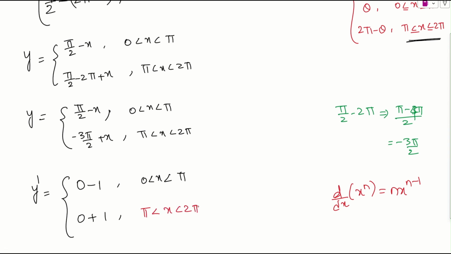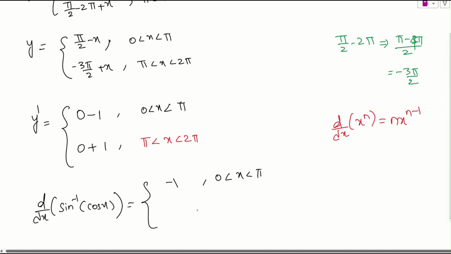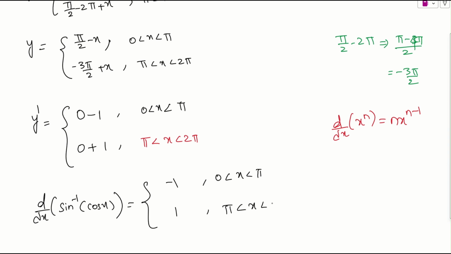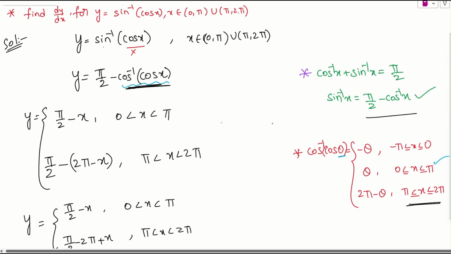So finally, what we got? We applied d by dx of sine inverse of cos x. What will it be? It will be minus 1 if x lies between 0 to pi, and positive 1 if x lies between pi to 2 pi. I think you understood everything, right? Okay then. If you have any doubts, you can ask me. Okay. Thank you.